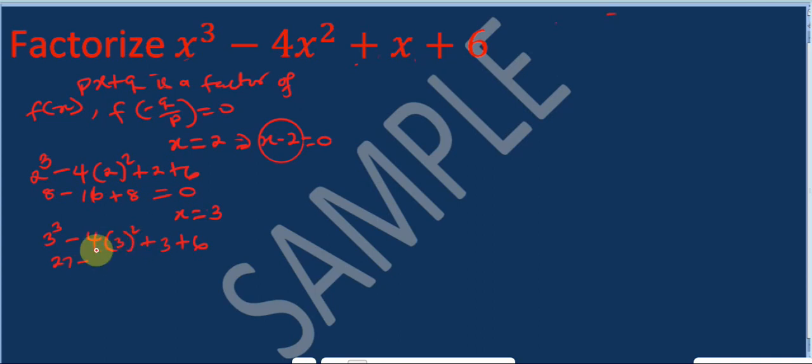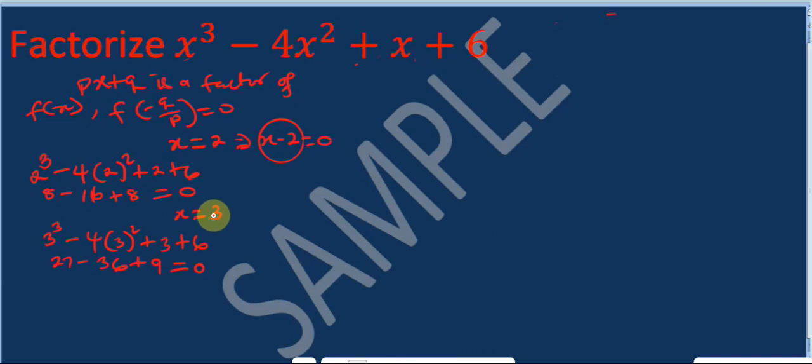So 3 raised to the power of 3 is actually 27, minus 3 raised to the power of 2 is 9, 9 times 4 should be 36. Then plus 3 plus 6, that's going to give me 9. You can see 27 plus 9 is 36. 36 minus 36 is going to give me 0. So that confirms that 3 is a factor.